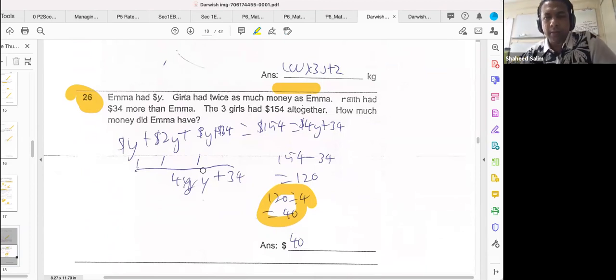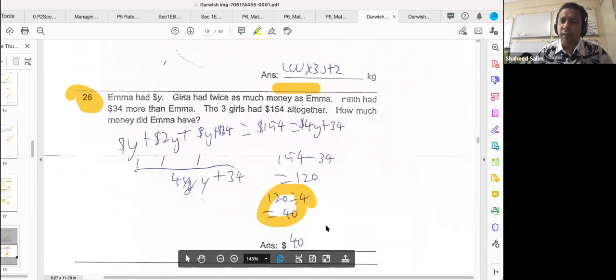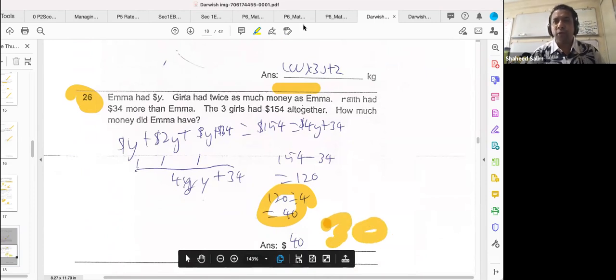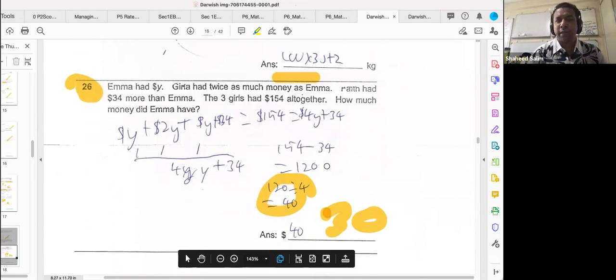The next one. Down here, I think you can see. 120 divided by 4, what's your answer? 30. And that's your answer, 30. So far, I've not corrected any major stuff. This is just careless errors.